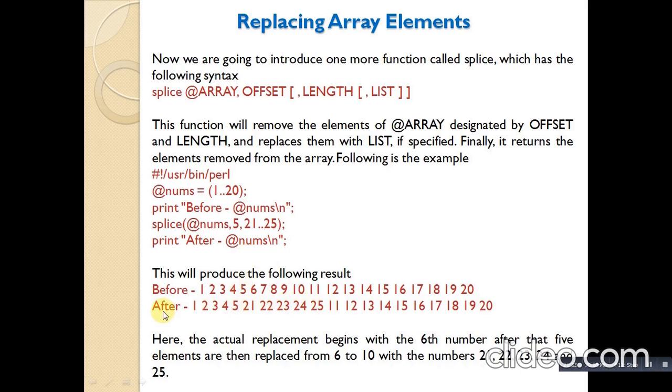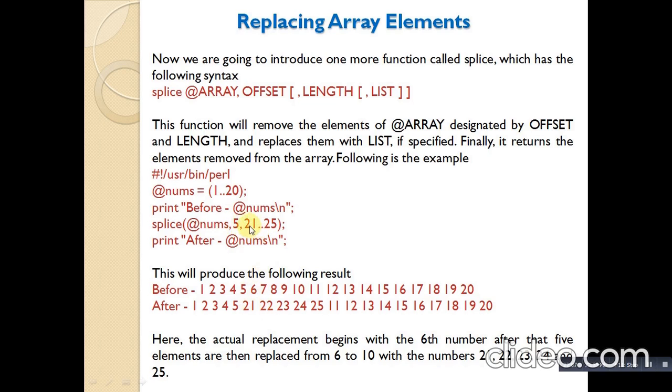Now you can see, if I print @nums, it prints 1 to 5, and it replaces the 6th element, because I mentioned the offset 5. 5 means start with the 5th index. It started with the 5th index, that is the 6th number, and the length I specified is 5. So the number of elements replaced is 5.